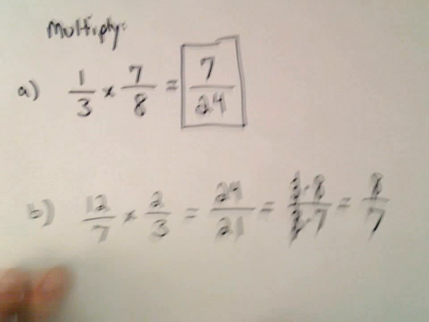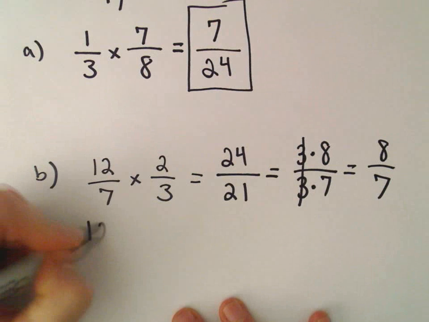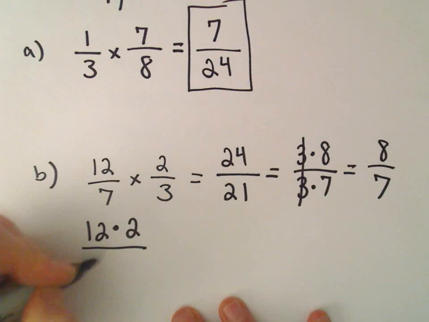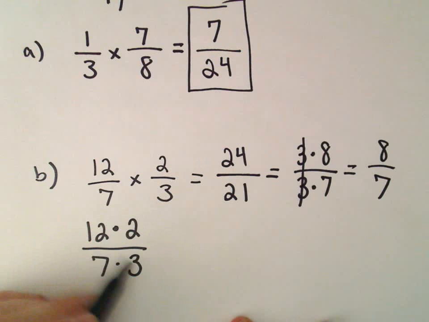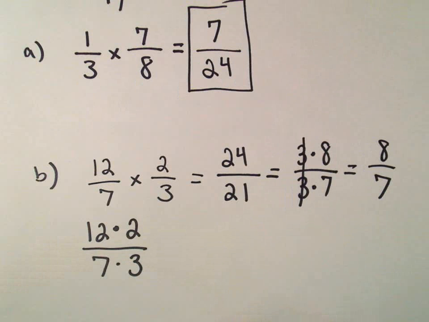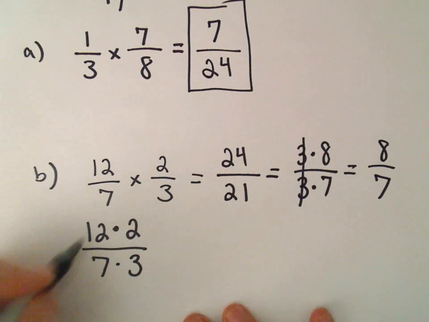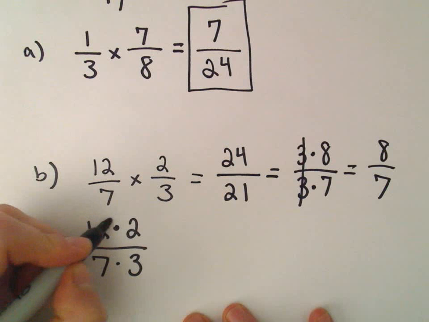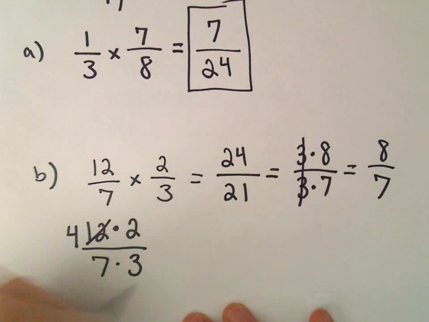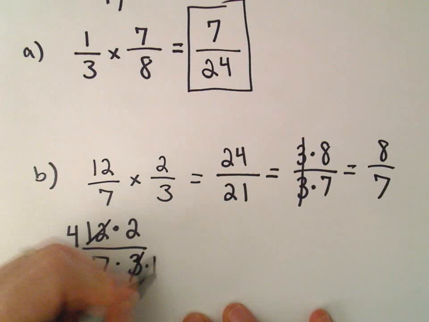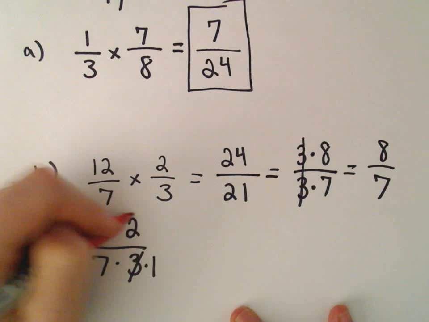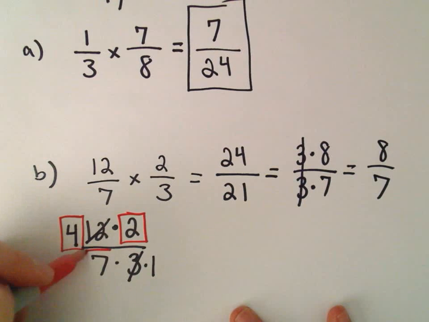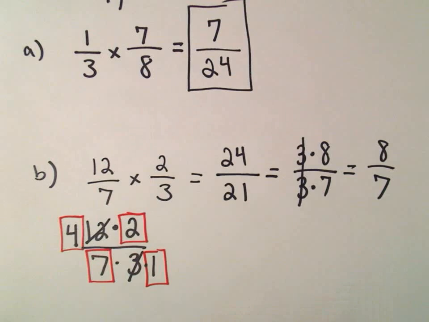Typically what I'll do, and this is what I'll do in the other examples as well, is take the numerator 12 times 2 over 7 times 3. Again, I recognize that 12 and 3 have a common factor immediately, and that's 3. So in my head I say, well, 12 divided by 3 would leave me with a 4. 3 divided by 3 would just leave me with a 1. And then I look at the remaining numbers. So I've got a 4 and a 2 in the numerator, and in the denominator I've got a 7 and a 1.